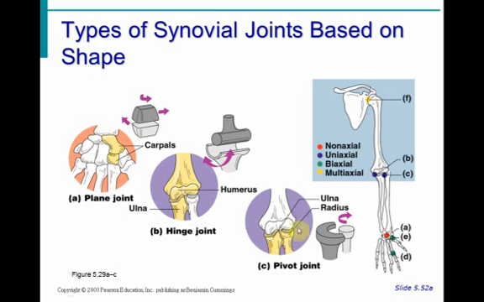We also have pivot joints, like where the radius and the ulna meet the humerus. This allows for a rotational movement around an axis, and it allows us to pronate and supinate our hands. That's hold our hands palm up and then flip them palm down.